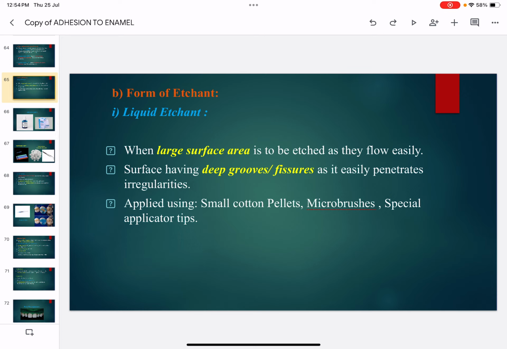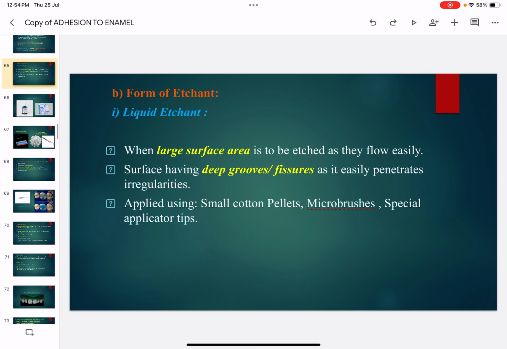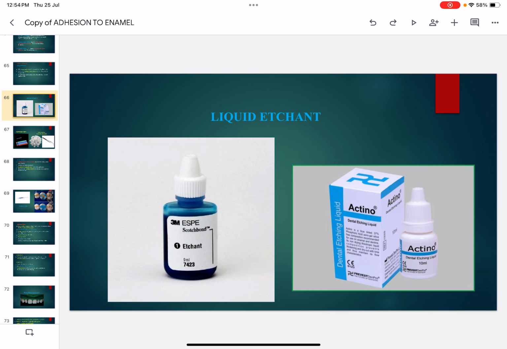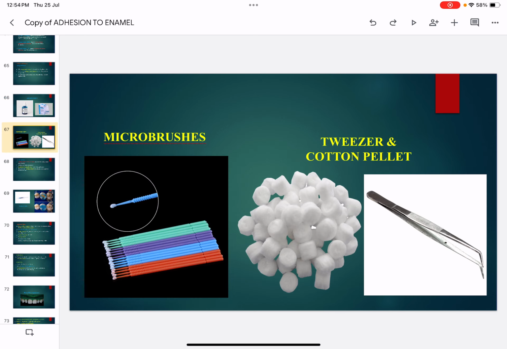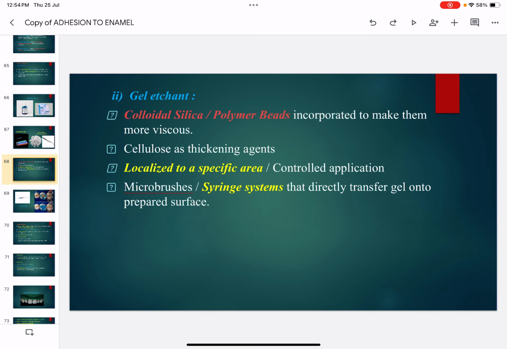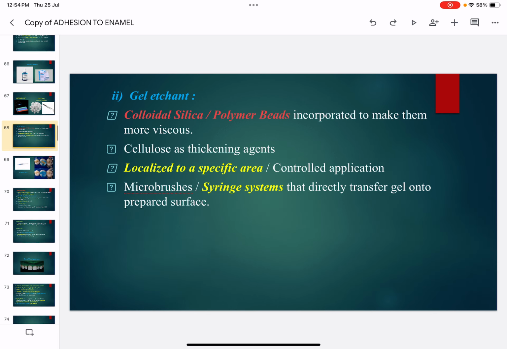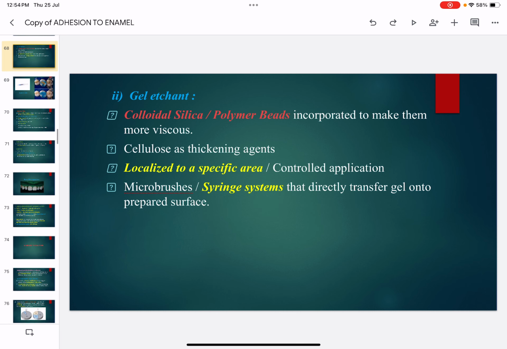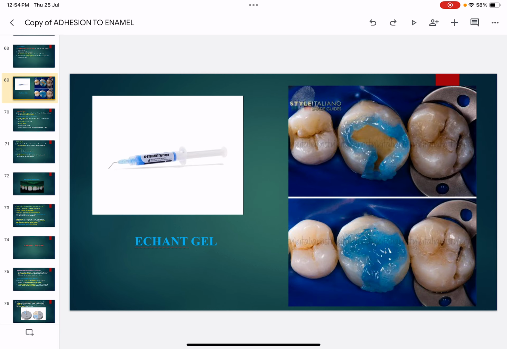The acid etchant is also available in different forms. It can be in liquid form, where we use a micro brush or cotton pellet to apply it onto the tooth surface. The most commonly available form of acid etchant is a gel. By utilizing a gel, we can localize it to a specific area, and by using different colors, we can easily differentiate it from the tooth surface.